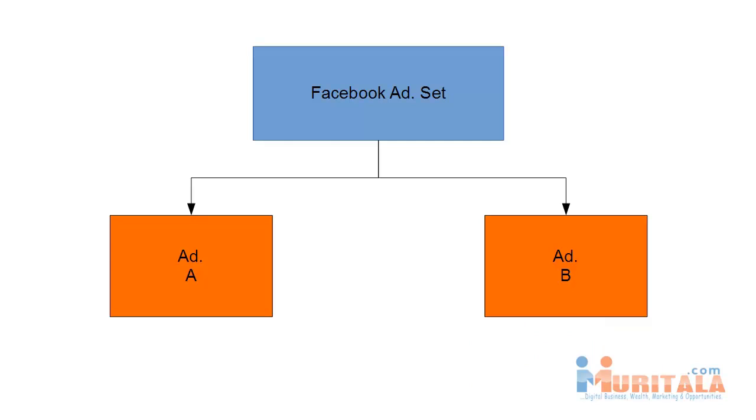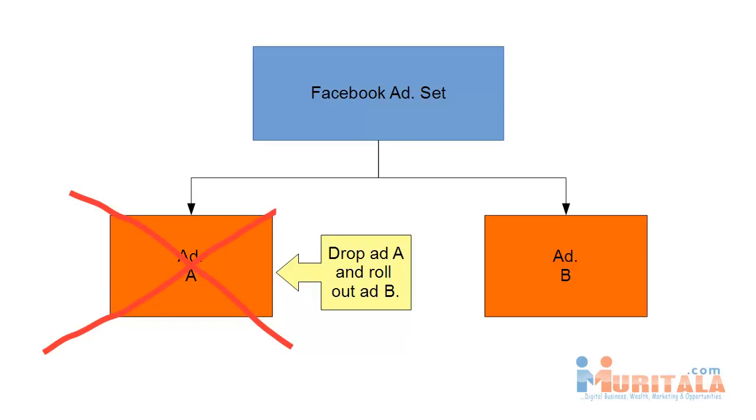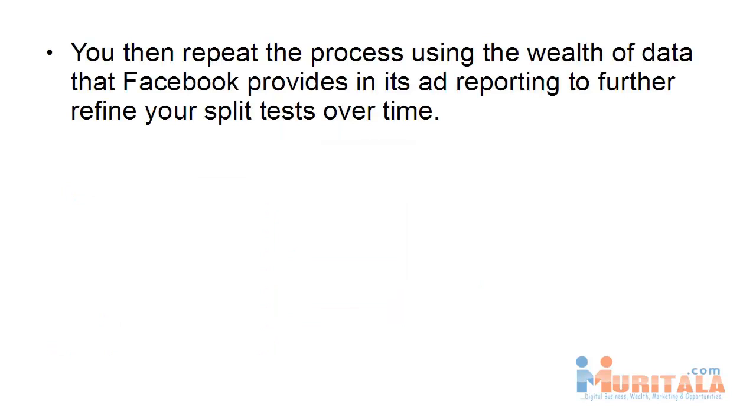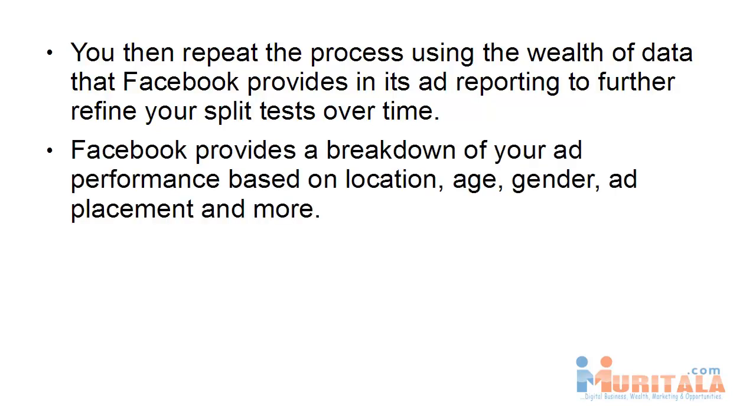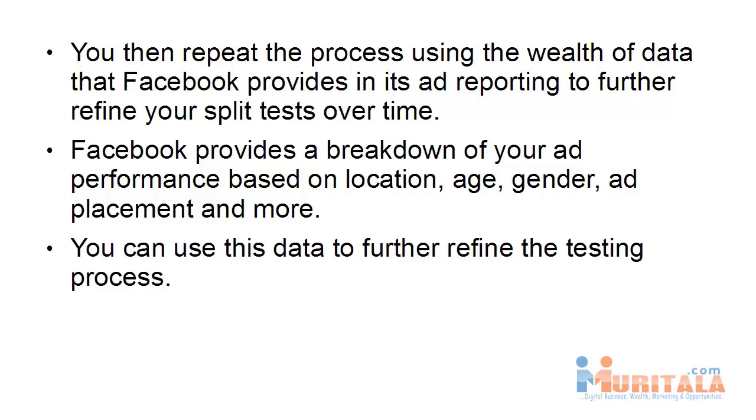Now let's say, for the sake of argument, that when you go through all the stats you find that ad B outperforms ad A. What you simply do is drop ad A and roll out ad B to everybody that you want to target with the ad. And you then repeat the process using the wealth of data that Facebook provides in its ad reporting to further refine your split tests over time. Now, Facebook provides a breakdown of your ad performance based on location, age, gender, ad placement, and more. And you can use this data to further refine the testing process.